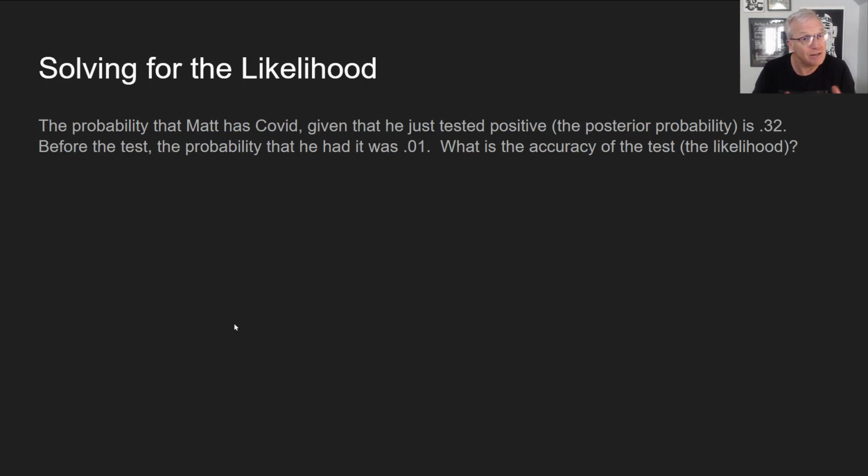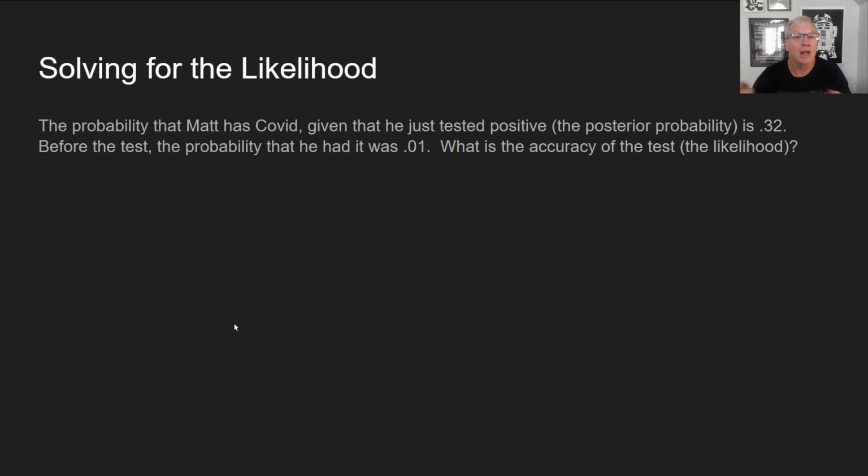Okay, so that's a posterior probability. I'm just going to give you that. Before the test, the probability that he had it was 0.01. What's the accuracy for that test that he took?